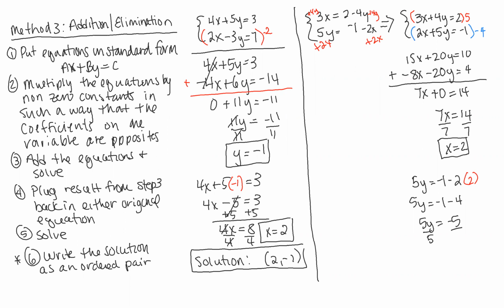Divide both sides by 5. On the left, the 5's cancel, they become 1, and 1 times y is y. And then -5 divided by 5 is -1. So now I have my y coordinate. Remember, individually, x equals 2 and y equals -1 just look like horizontal and vertical lines. We have to write our solution as the ordered pair (2, -1).